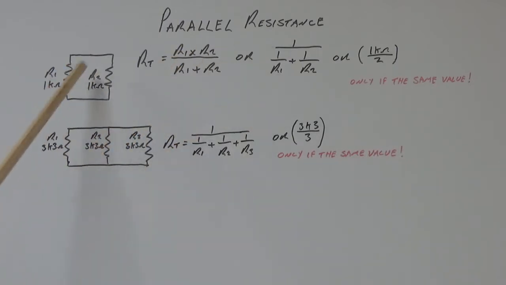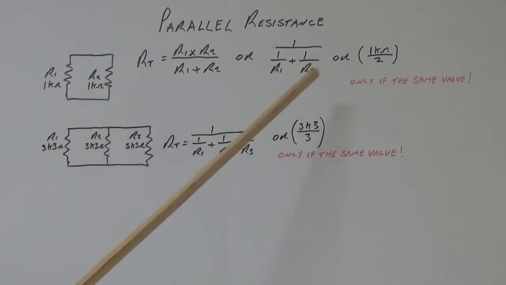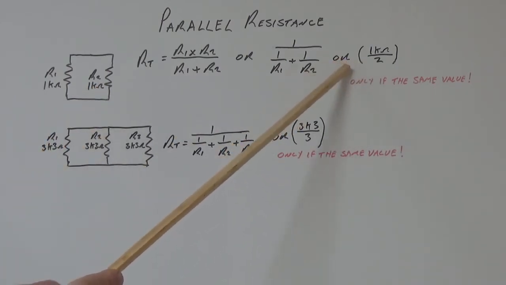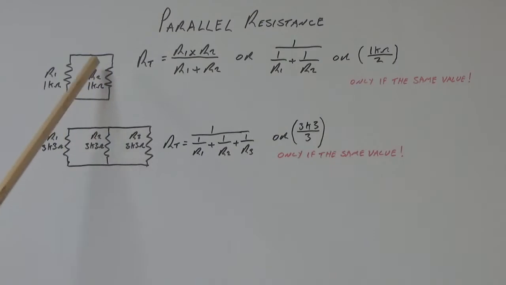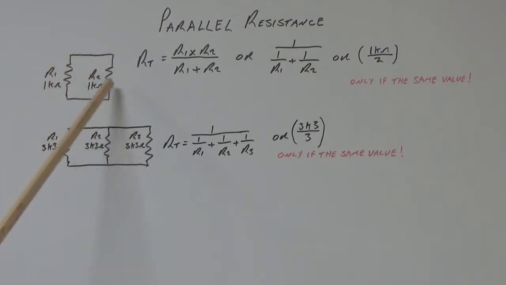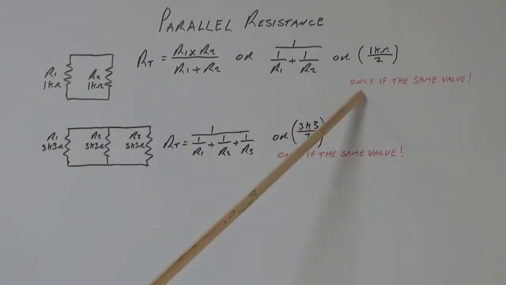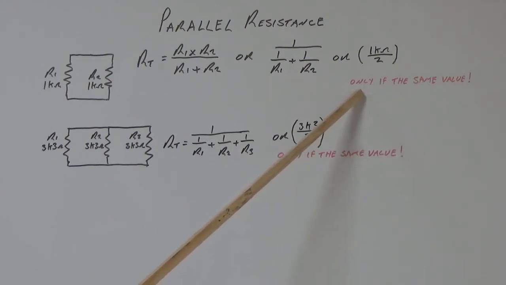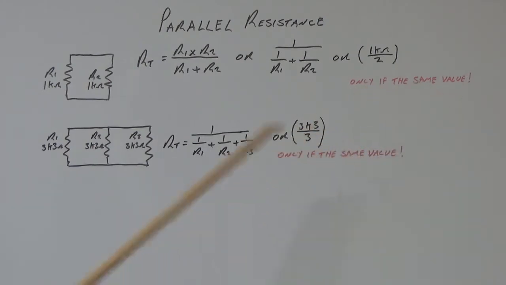Or what you can do, if they're the same value, as in here they're 1k each, so you've got a 1k and a 1k, you can actually just take 1k ohms and divide it by 2. So it's just the number of resistors in the circuit. But as I point out here, it only works if they're the same value.